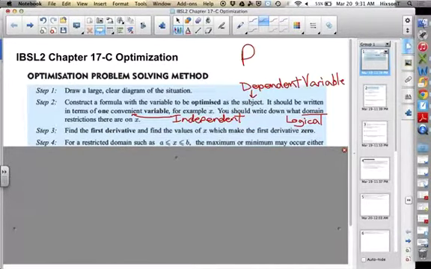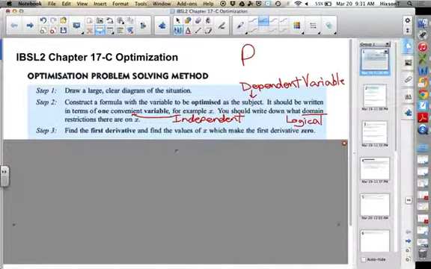Then we're going to consider the first derivative. Okay? Find the first derivative and the values of x that make that first derivative equal to 0. What are we finding here? Critical values. Critical values, okay? Or stationary points if you like the book's words. Okay? We're finding critical values.